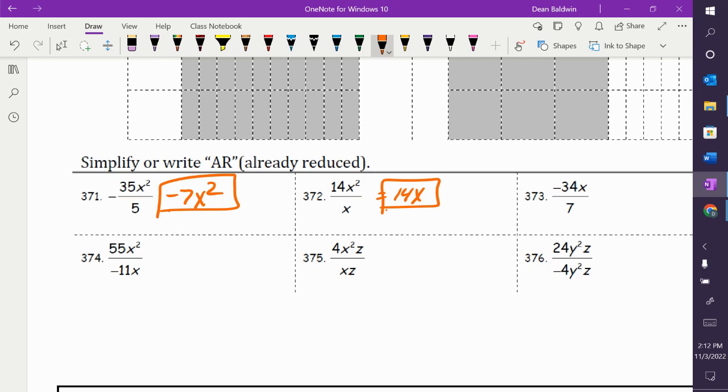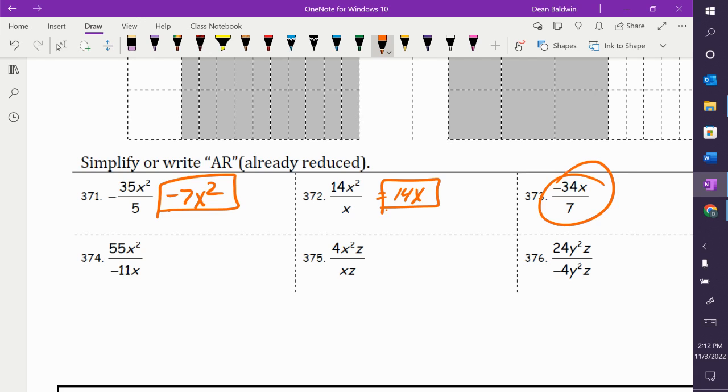Or the next one, 34 divided by 7. Can you simplify that? Nicely. Whole number. So nothing cancels. You just leave it. You're done. It's simplified. Or as they say, already reduced.